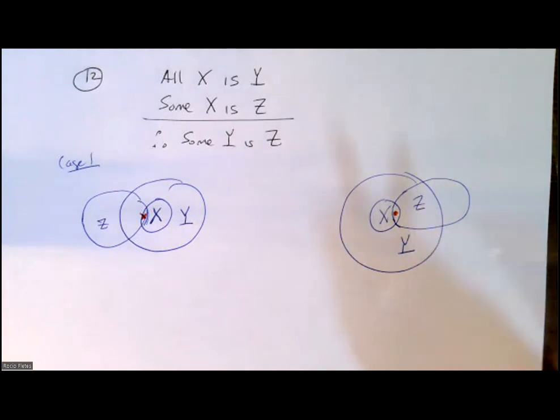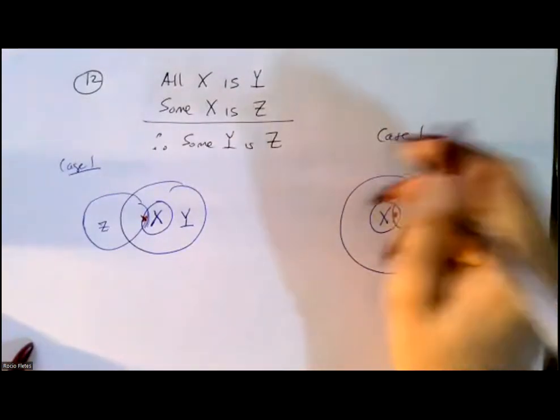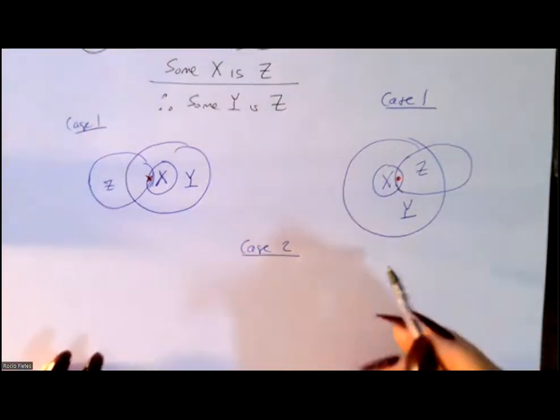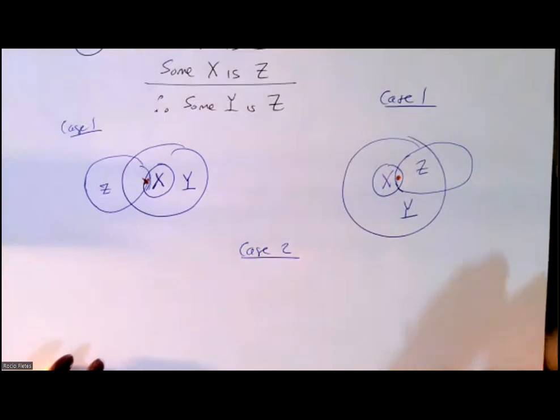So some y have to be in c by default, right? It has to happen. Another possibility, if the z is totally inside of y, I guess you can say this is case one, right? So you can build another case, but it wouldn't change the fact that the conclusion is valid.